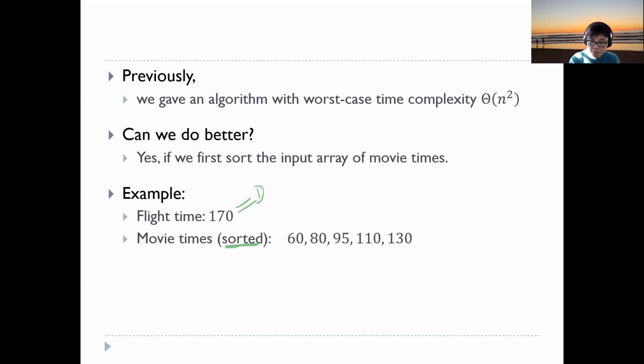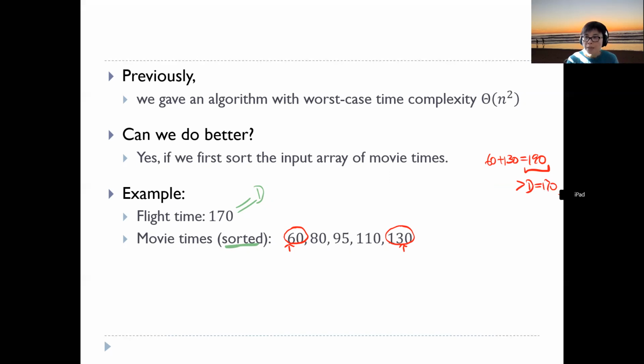Well, imagine the following. I'm going to use a pointer here and another pointer here. So this is the smallest and the largest. I'm going to first check the sum of these two. So 60 plus 130 equals 190. This is bigger than my target time, which is 170.